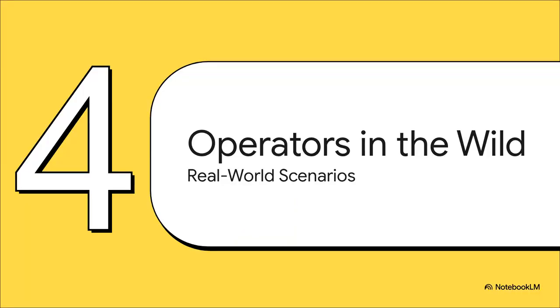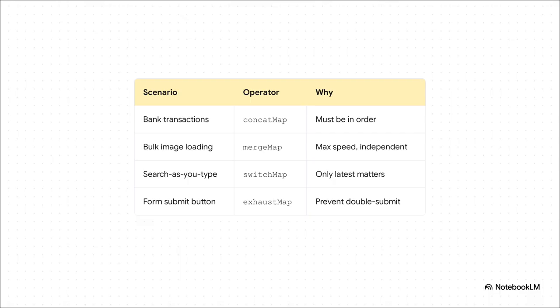Look, theory is one thing, but let's make this concrete. Let's see how these ideas pop up in everyday coding situations. This is where it's all going to click. And check it out, it really becomes intuitive. Bank transactions? Order is everything, so that's a job for concatMap. Loading a bunch of images for a gallery? Speed is what you want, so mergeMap is perfect.